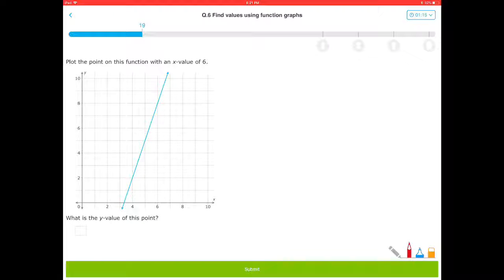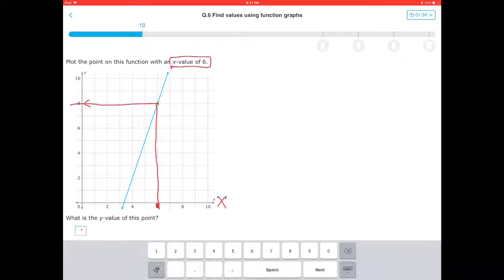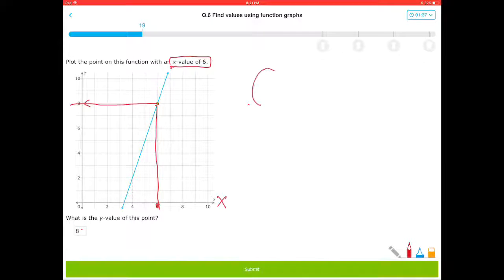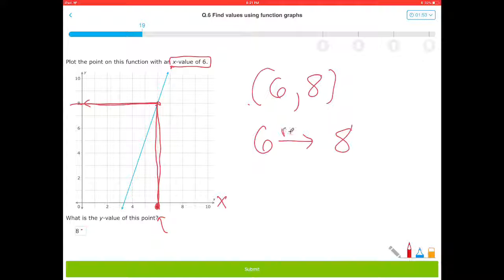Okay, so now this one. Plot the point on this function with an x value of 6. So go find your x value of 6. Here I am. Now where does it hit? That x goes to what? 8, right? So we go right here. 8. So we're going to say that 6 is related to 8. These are your x's. 6 goes to who? Goes to 8. This is called a relation.